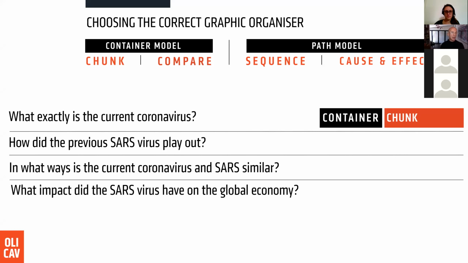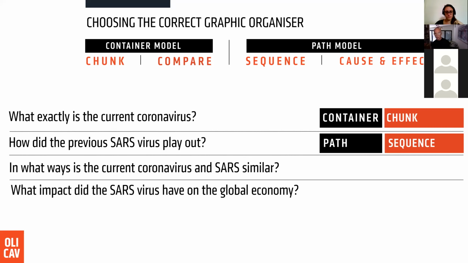Okay, how did the previous SARS virus play out? The words that come out to me is not the word how, it is play out. Play out to me, so that's a path. Play out is from here to there. In novel, it's a path, it's a process. So I'd look at the sequence. I've got the word how, it doesn't actually ask me why. So that was play out, path, sequence. Basically, what happened?